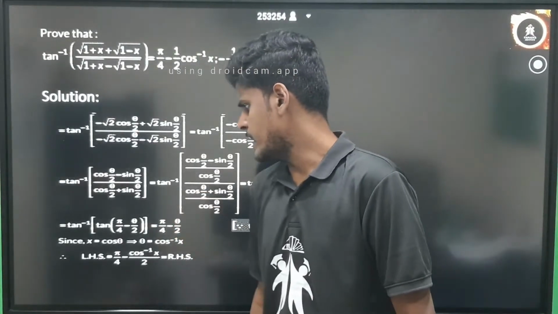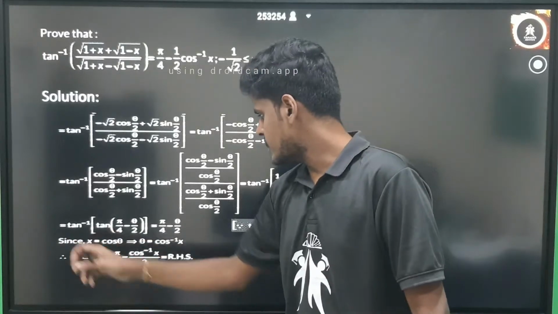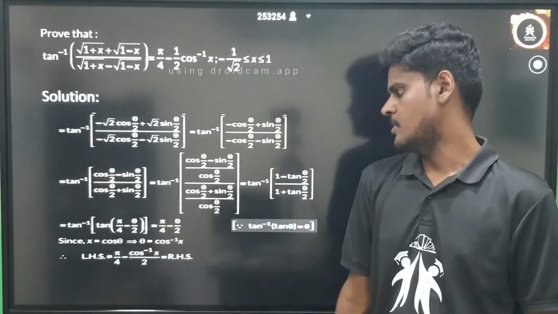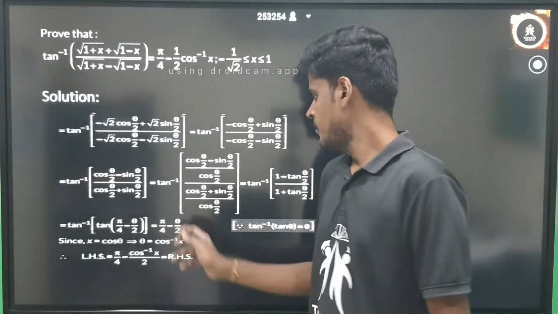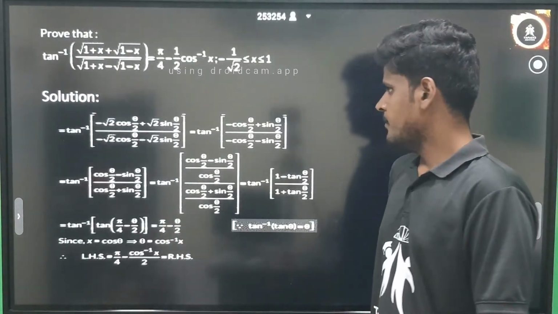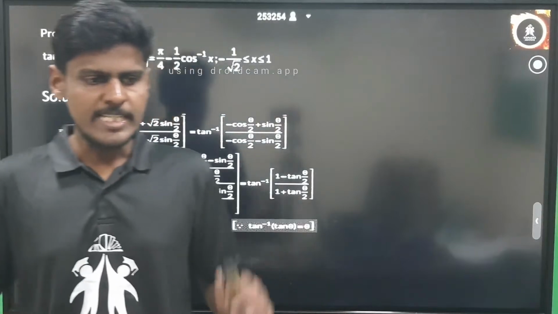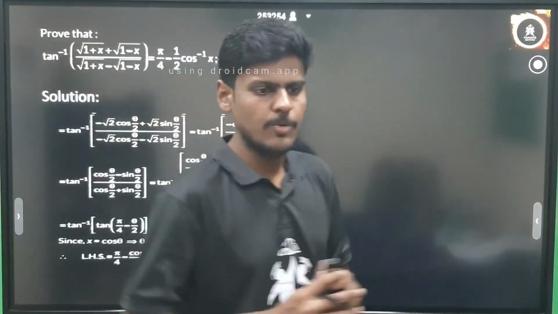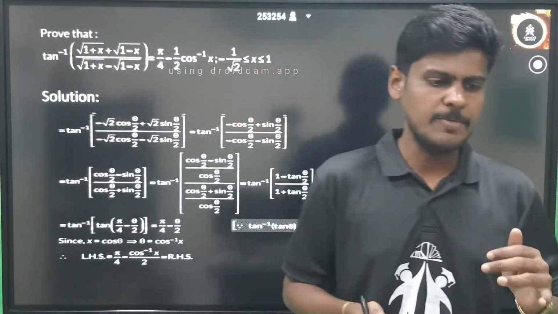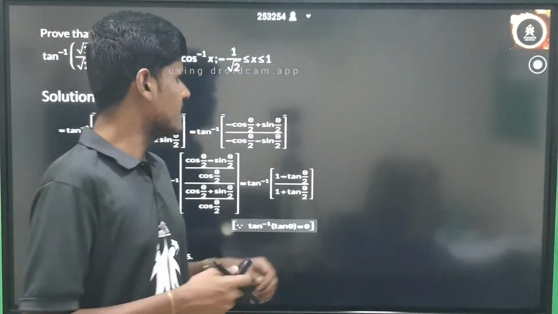Now what is theta? X equal to cos theta means what is theta? Cos inverse x. Substitute theta equal to cos inverse x. That's it. Pi by 4 minus half cos inverse x. This is about this unit, students. It is actually a very interesting topic. Once you spend time in this chapter, solve more and more problems, it becomes more and more interesting.